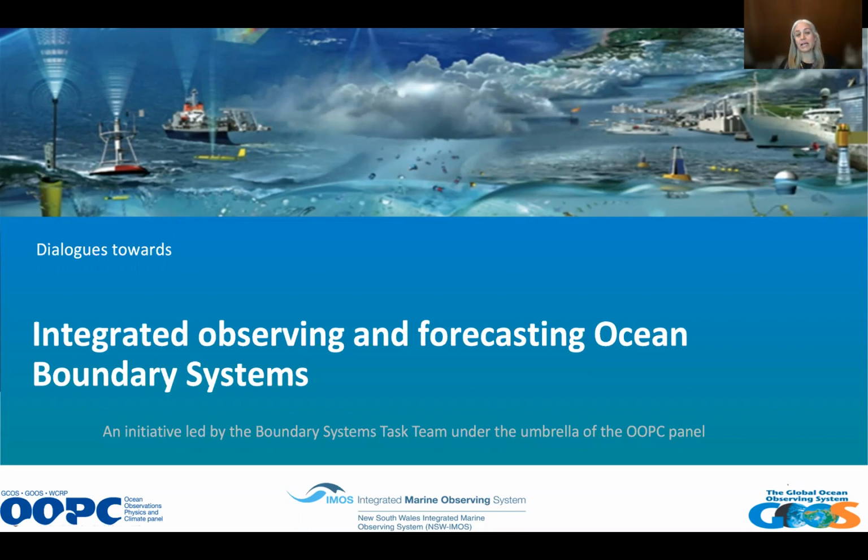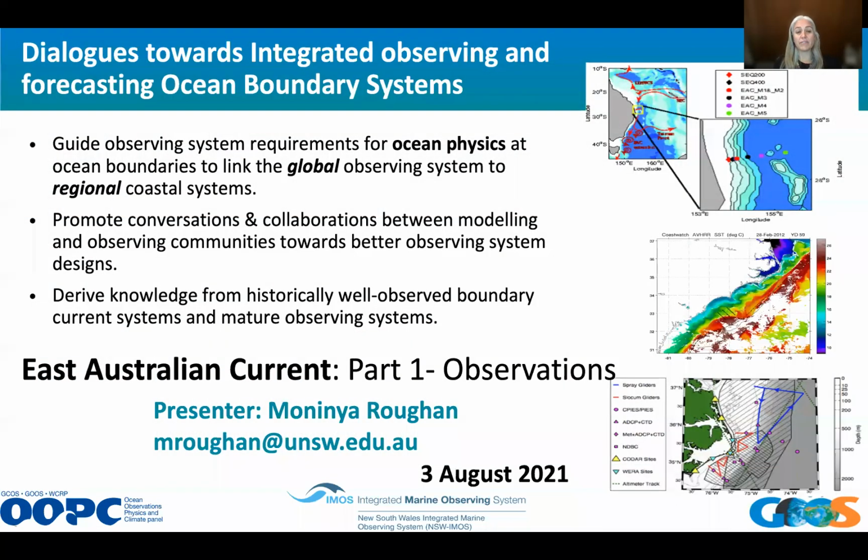I'm going to be talking about the observing system that we've developed in the East Australian Current. It's the first of two talks today about the East Australian Current, with the goal of guiding observing system requirements for the physics of the ocean and to link the global observing system to regional coastal observing systems. So hopefully what I present today will promote conversation and collaboration between both the modelling and observing communities, but also between well-observed systems and less well-observed systems.